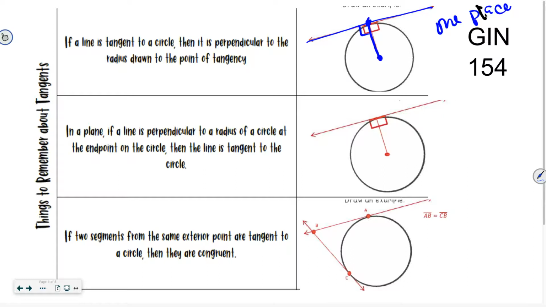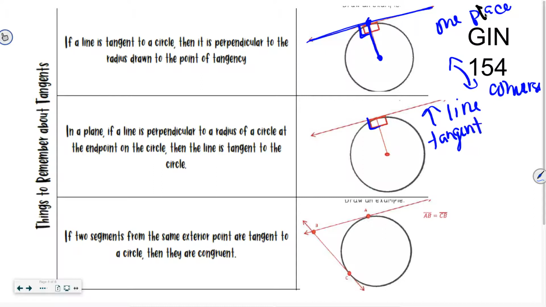And then the next one says if in a plane, if a line is perpendicular to the radius of a circle at the endpoint of a circle, then the line is tangent. So this one says if the line is tangent, then I know it's going to be a right angle. And here it says if it is a right angle, then I know this line is tangent. So this is what we would call, when we go back and forth, the converse of each other. So it's like it works both ways, we could say. If we have a tangent line, then we know it's a perpendicular. If we have a perpendicular, we know the line's tangent.